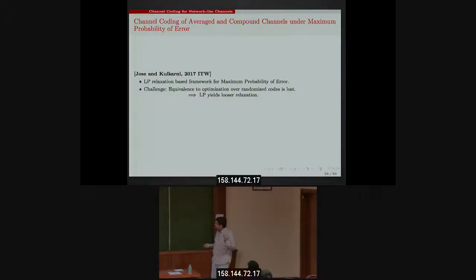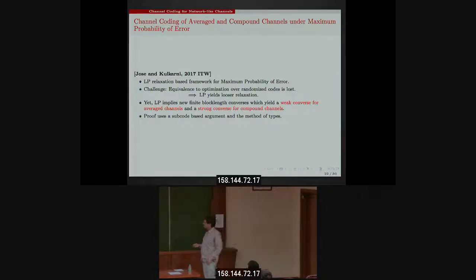That gives you a little bit of gap, but nonetheless, it still gives you the converses that you want for these two problems, which is the average channel. And so you get the weak converse for the average channel and the strong converse for the compound channel. So the LP, despite being looser than in the average probability of error case, is still nonetheless tight, and the proof uses a subcode based argument and a method of types.